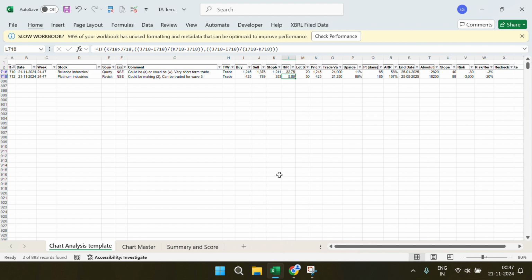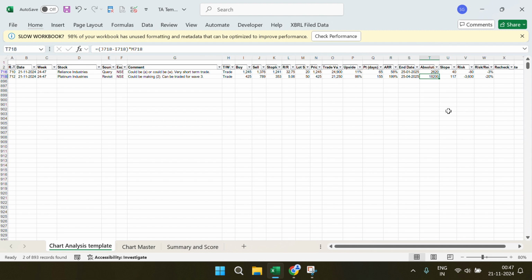Now here also I'm considering a lot size of 50 with a price 425, which will be an approximate trade value of 21,250, which is an upside of 86% if the view is right. Okay, and this is something I'm expecting in 185 days by April 20. Oh, 155 days. It was April 25. Okay. In 155 days, I'm expecting an upside of 86%, which is annual returns of 199%. And if the trade is right with the amount that I've invested here, I may get 18,200.